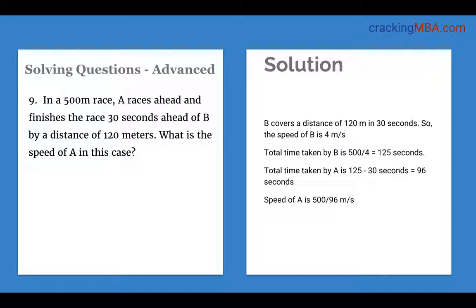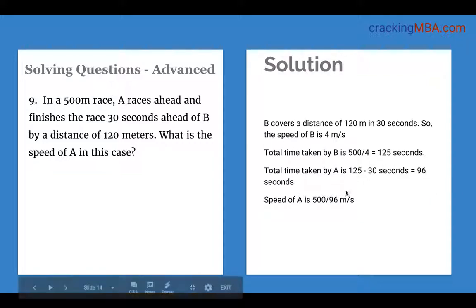When A finishes the race, B is behind by 120 meters and by 30 seconds. So B covers that gap of 120 meters in 30 seconds. So the speed of B is nothing but 4 meters per second. Now, what is the total time taken by B to finish that race? 500 by 4, which is 125 seconds.